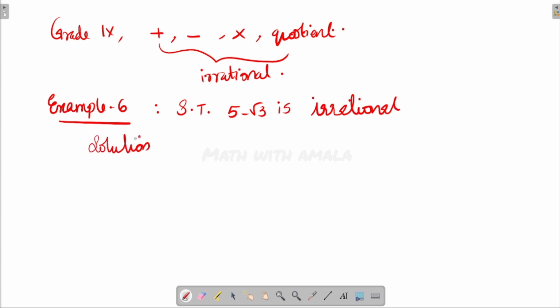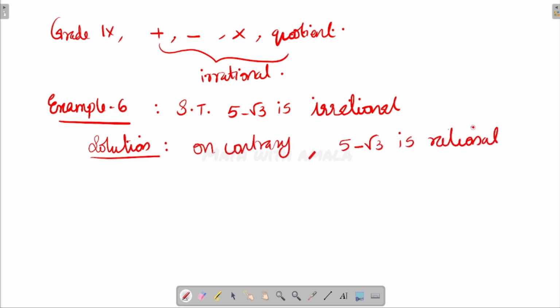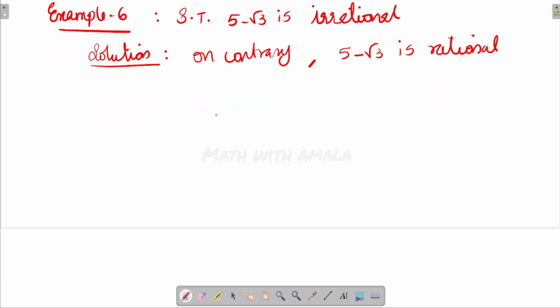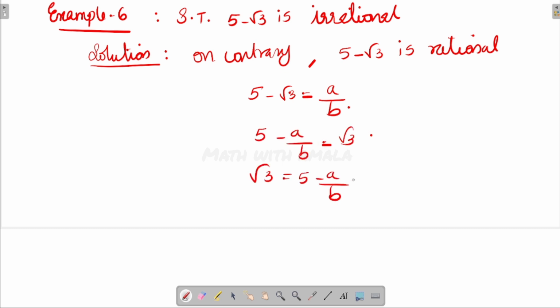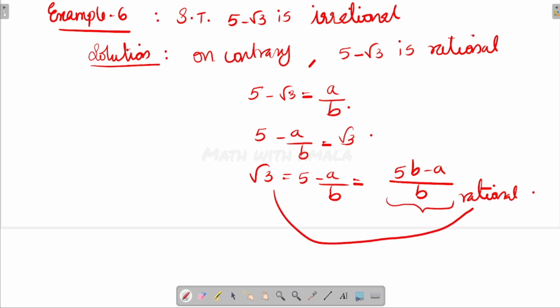To give the solution, we can start on the contrary: assume that 5 minus root 3 is rational. Since it is a rational number, we can have two numbers a and b such that 5 minus root 3 equals a by b, where b not equal to 0. Then 5 minus a by b equals root 3. Root 3 equals 5 minus a by b, that is, 5b minus a, whole divided by b.